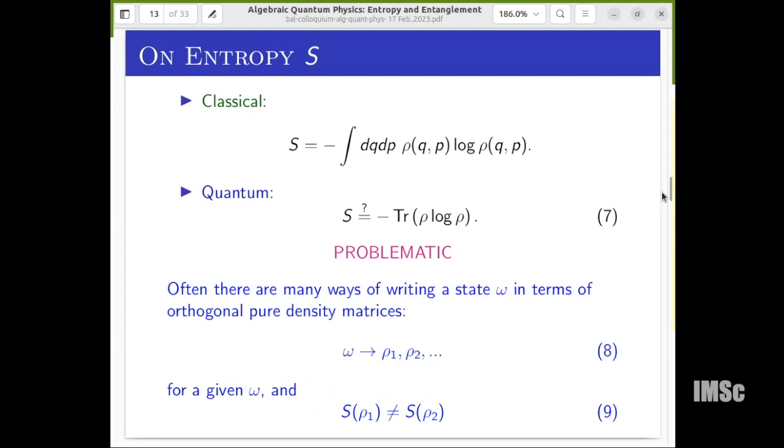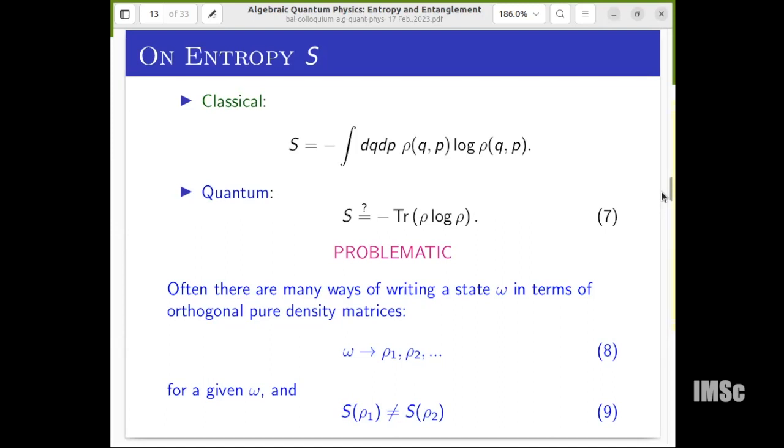Given this, I will just tell the problem now and come back next time. I want to go into the issue of entropies. The problem is the following. Classically, the entropy is defined, with rho a probability density, as minus the integral of dq dp, the volume form on the phase space, times rho(q,p) times log rho(q,p). I can integrate and get an answer.